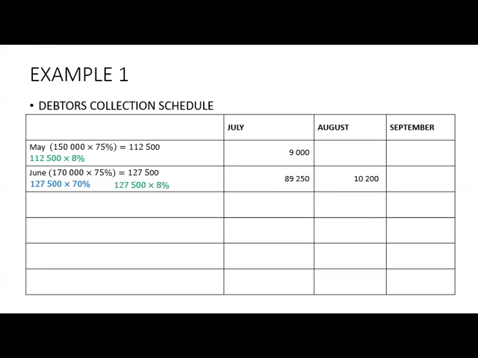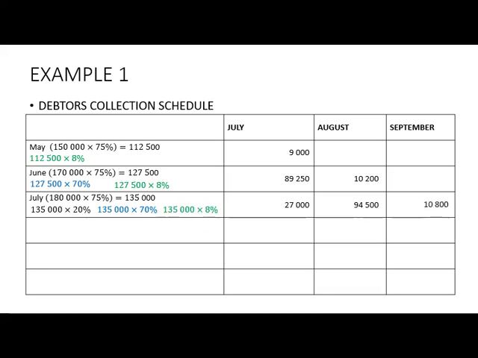Okay. Let's start with July. Credit sales for July amounted to 135,000. 20% of 135,000 will be collected in July. Is July within our budget period? The answer is yes. 70% of that 135,000 will be collected in August. August is also within our budget period, so I'm including it. And 8% of those July credit sales will be collected in September. September is within our budget period, so I will include it as part of our debtors collection schedule.